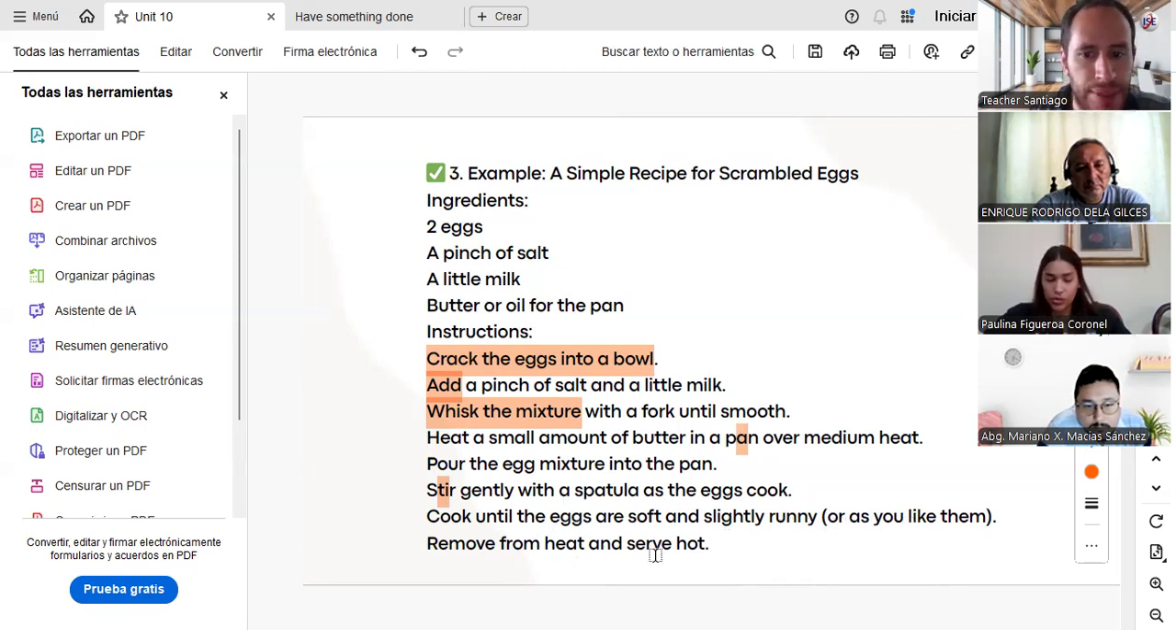Remove from the heat and serve hot. Right, these are the instructions about how to prepare scrambled eggs. Notice that it's an easy recipe, but there are many instructions to make them correctly. We need to be as specific as possible.